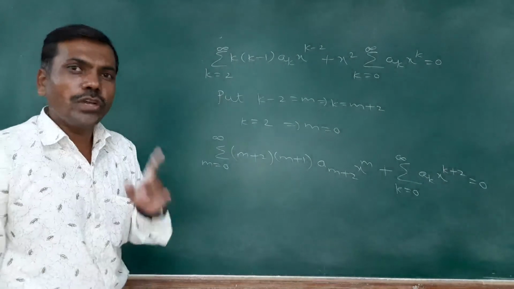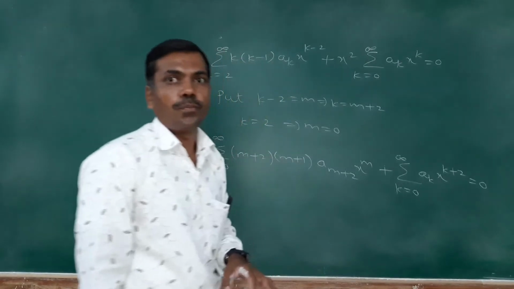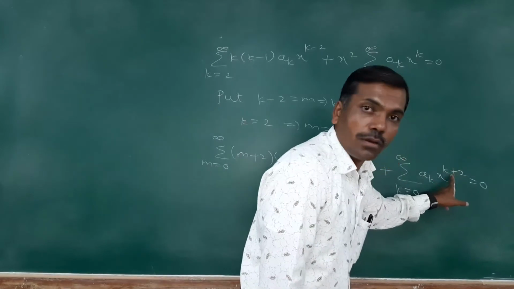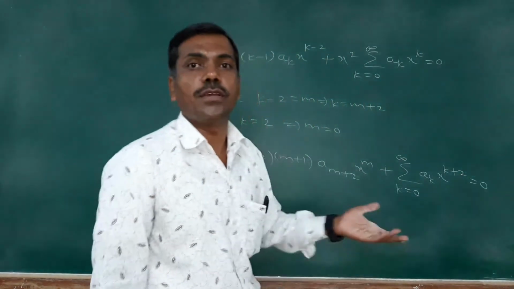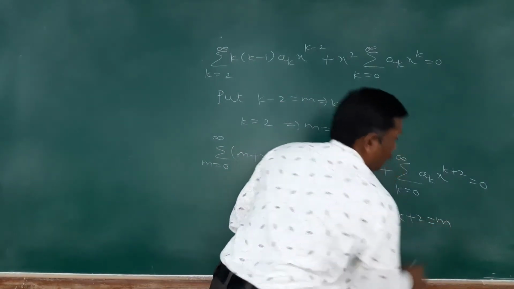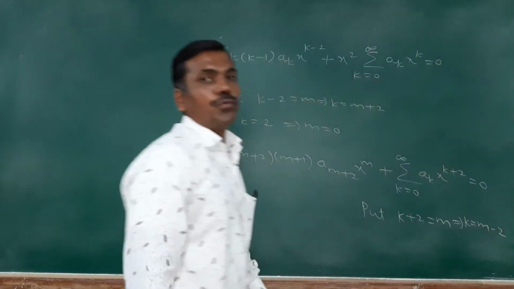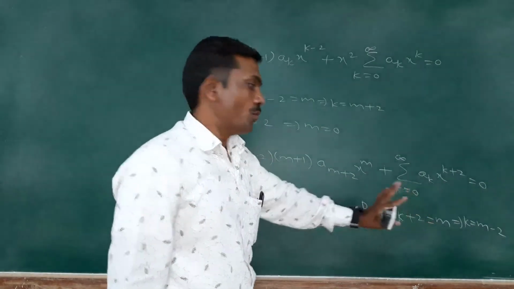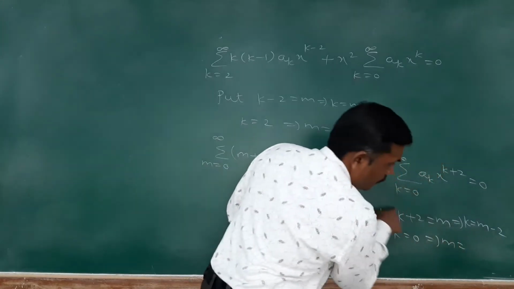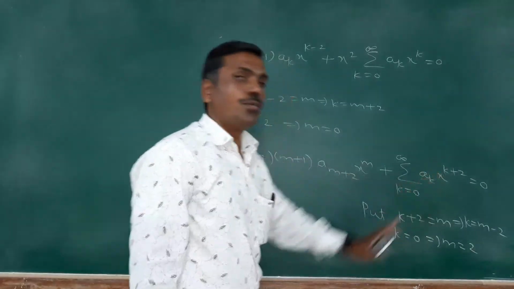But for the solution, if I write the first term in terms of m, the second term also I have to write in terms of m. I want x raised to m here, so in the second series put k + 2 = m. Okay, so what do I get here? I get k = m - 2. Now my k starts from 0; if I put 0 here, m equals 2. Understood? So m starts from 2. Complete this part.